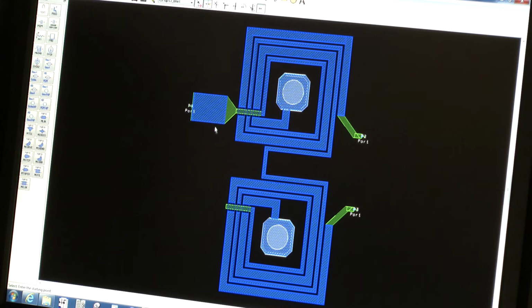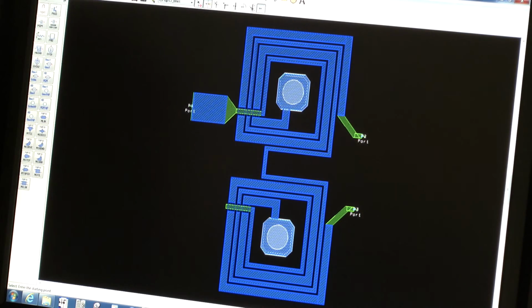Now we have several degrees of freedom. We have the overall size, if you like, of the spiral. Each one of these sections is approximately lambda by 4 at the center frequency, as I've said. We have the impedance of the primary. Here it's quite high impedance and therefore a thin line. We have the impedance of the secondary. It's wider and therefore lower impedance. And we have the spacing.